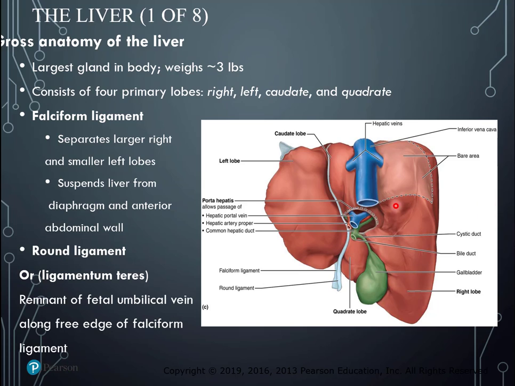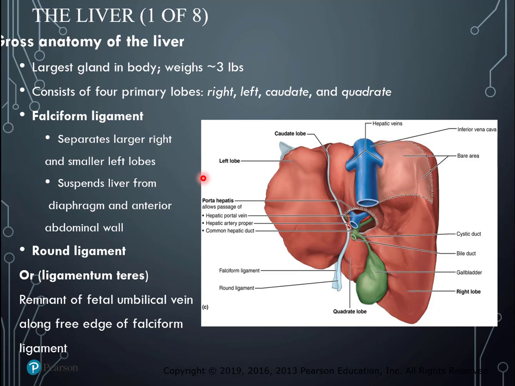So here's your liver. The liver is made up of four lobes. You have the right lobe, the left lobe, the caudate lobe, and then you have the quadrate lobe. It's the largest gland and it weighs about 3 pounds. It consists primarily of the right, left, caudate, and quadrate lobes, which I already mentioned.